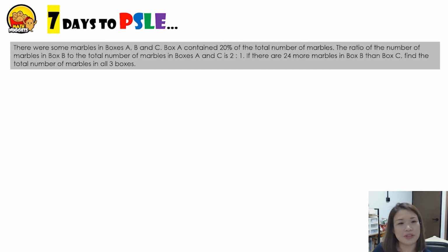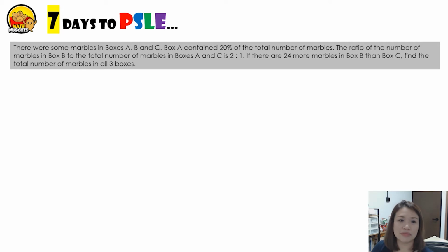Let's read today's question. There were some marbles in boxes A, B, and C. Box A contained 20% of the total number of marbles. The ratio of the number of marbles in B to the total number of marbles in A and C is 2:1. If there are 24 more marbles in B than in C, find the total number of marbles in all three boxes.